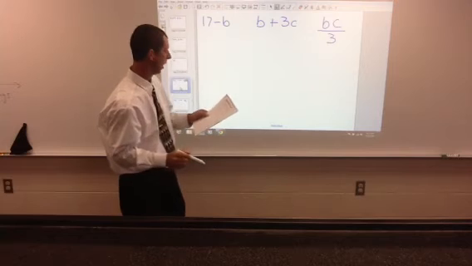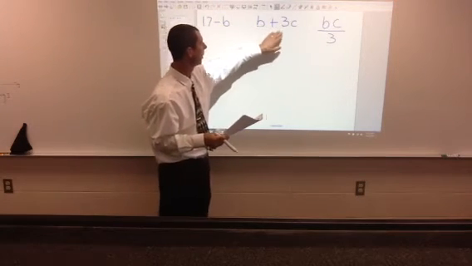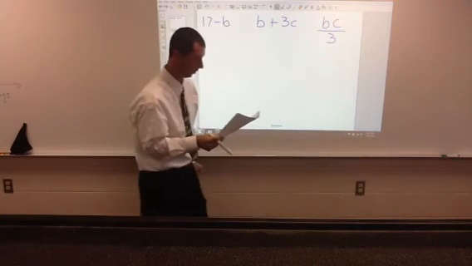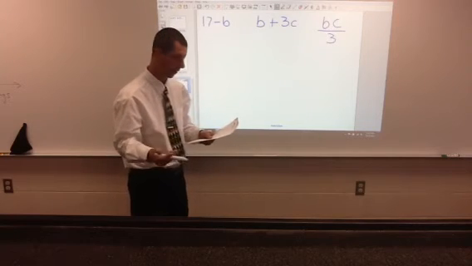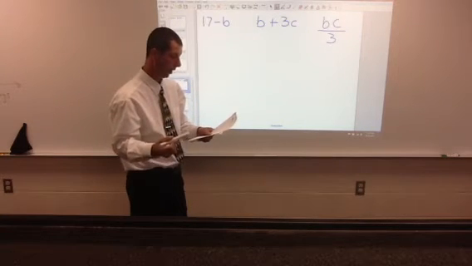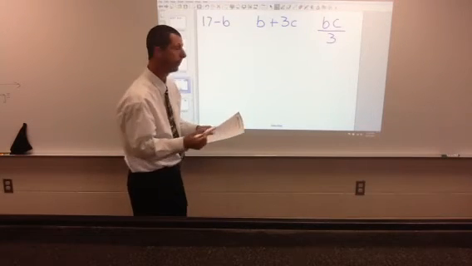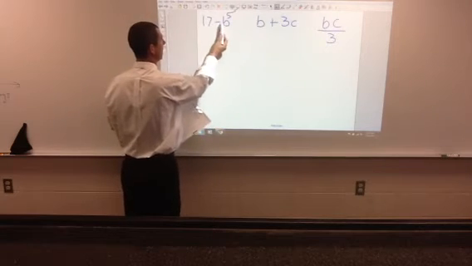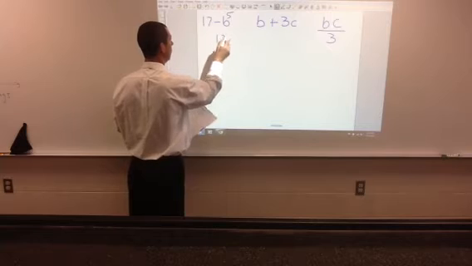Okay, here we go. This is number 13, 17 minus B, B plus 3 times C, and B times C divided by 3. These are 13, 14, and 15. Now they give us in the directions what the values for B, C, and D are. It tells us in the directions that B is 5. So I'm going to put a little 5 right there. 17 minus 5 is going to be our answer, and that's going to be 12.